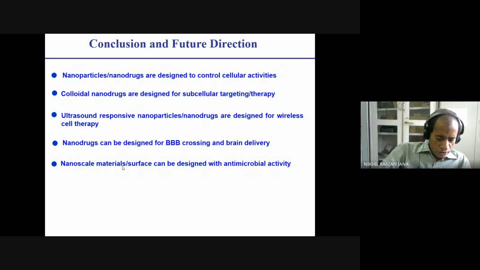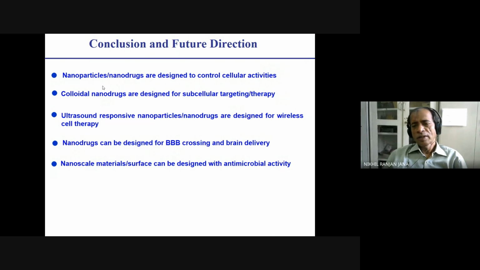So I have quickly discussed the role of nanoscience in biology, how we design nanoparticles and nanodrugs for controlling some of the cellular processes, how they can enter into cells by bypassing the endocytosis mechanisms, or sometimes they can enter into cells by endocytosis, but we can use them for different applications after entry. And we also design colloidal nanodrugs for subcellular targeting, followed by therapy, for example, nucleus and mitochondria targeting.